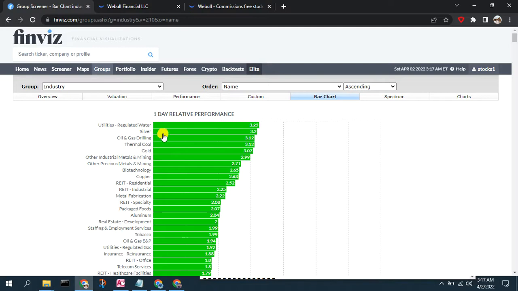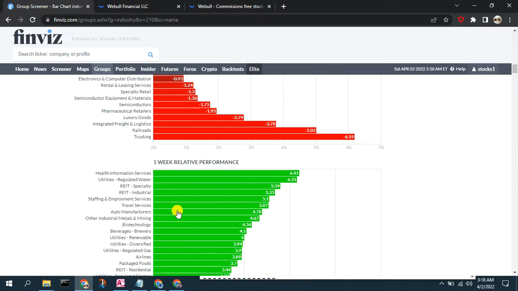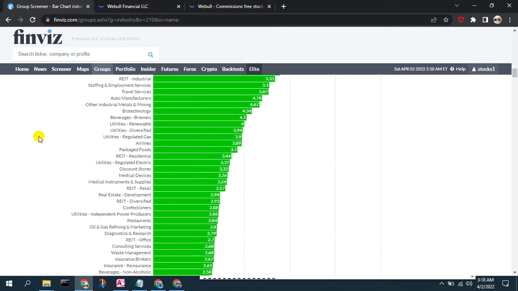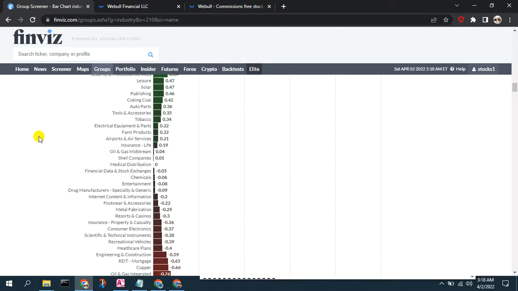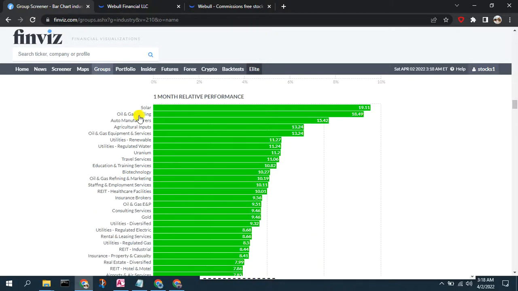And again, from the daily perspective, we see oil, coal, silver, gold, oil, coal, copper, etc. are the top performers for the day. And again, for the week, it's going to be very similar. Real estate, again, one could think of real estate as a commodity, right? Because it's supply-demand driven, it's sensitive to lumber, sensitive to other supplies. So again, then we see solar, oil, etc.